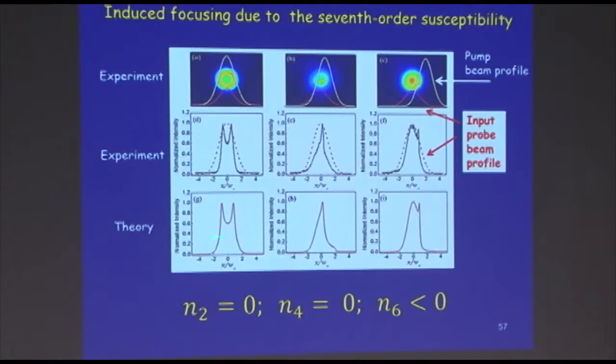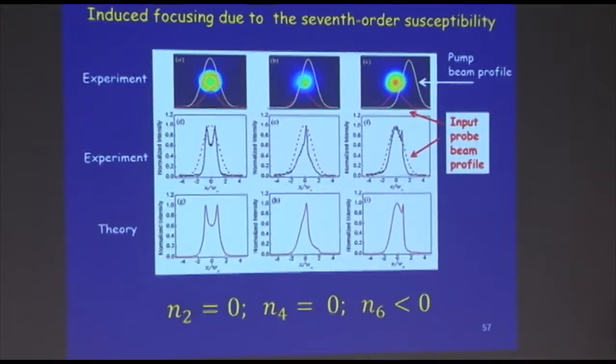Again, this is experiment, this is theory. In this case here, we change a little bit. They do not overlap very well. And what happens is that this strong beam should be defocused. The probe beam does not change much because its intensity is not large. But what you see here, comparing with the beam at the entrance of the cell, is that the strong beam in fact induces a narrowing of the probe beam. The probe beam is now narrower than it was at the entrance of the cell.